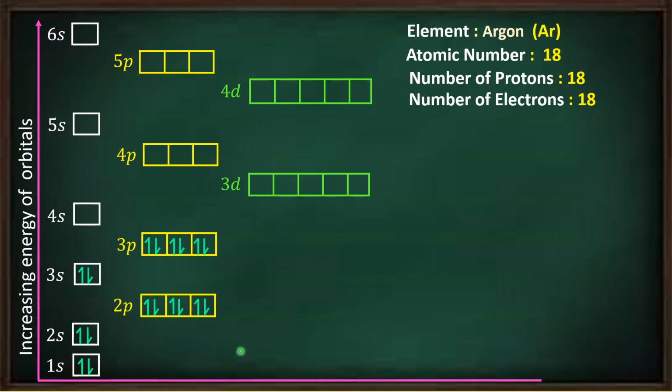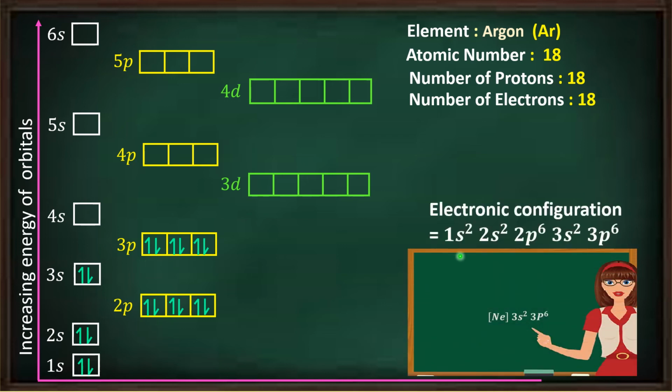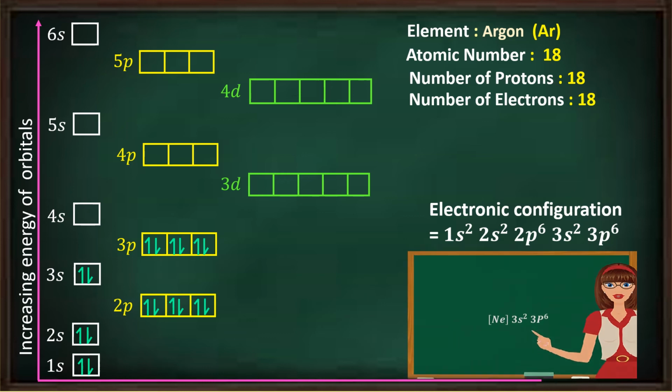Okay, so then what is the electronic configuration now? 1s2, 2s2, 2p6, 3s2, 3p6, or neon 3s2, 3p6. Before 3s2, 3p6, we have neon configuration.